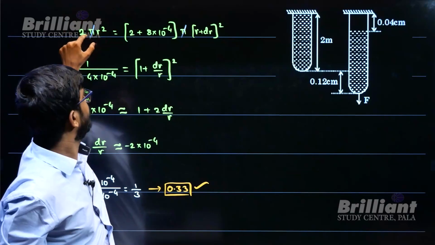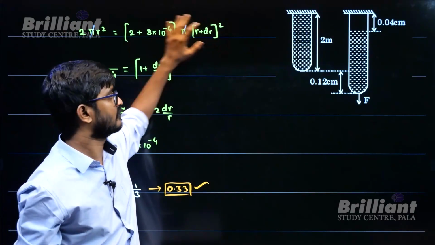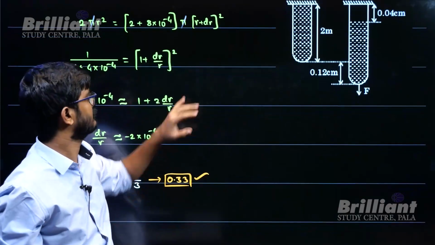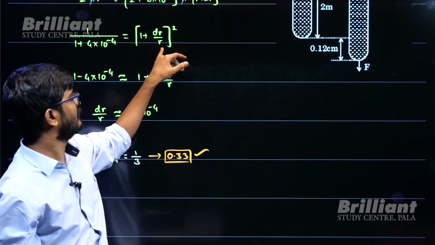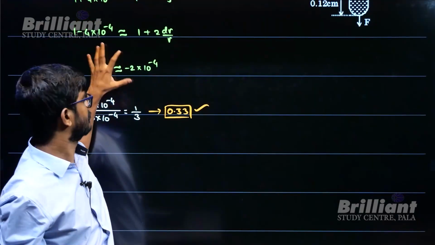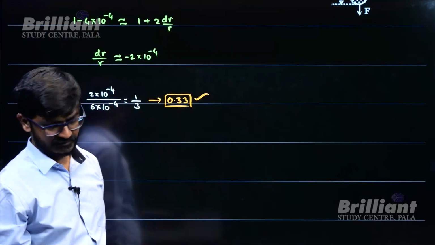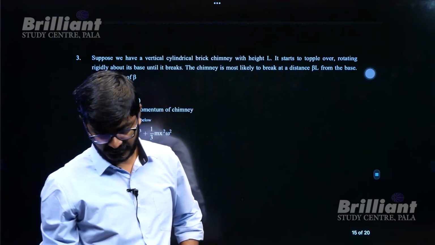So old length into old area equals new length into new area of water. Both volumes are the same because it is incompressible, they said. So from here you can modify, dr by r will be very small, you can use binomial approximation. From there you can find dr by r, magnitude wise, and you can just substitute it back. The next question, you can read the next question.